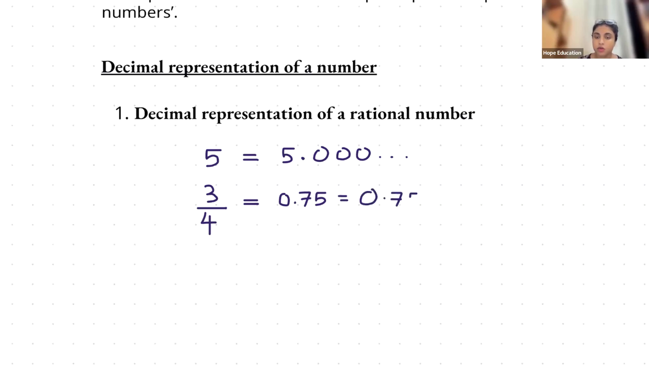I can add as many zeros as I want, because zeros really don't hold a value at the end of a decimal. It will be okay. It doesn't change the value. It will still be 0.75 and it will still be 3/4, so it's a rational number.